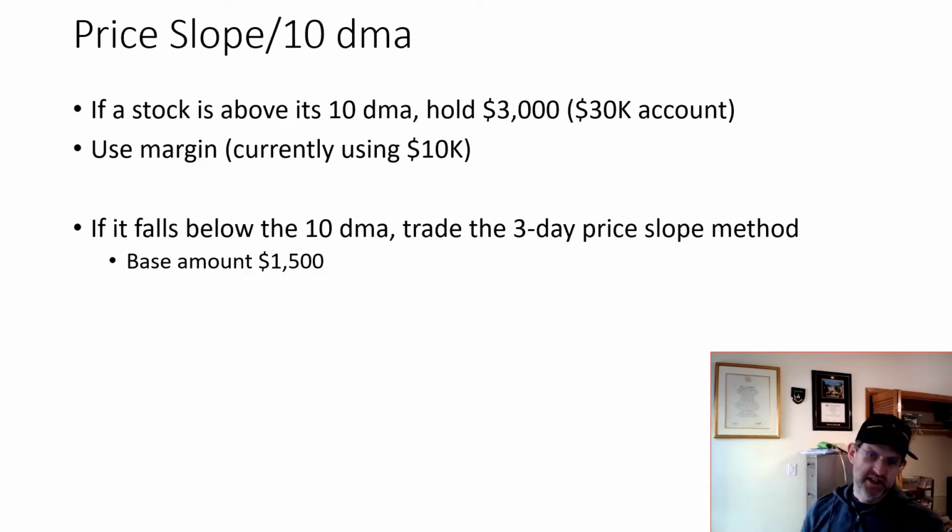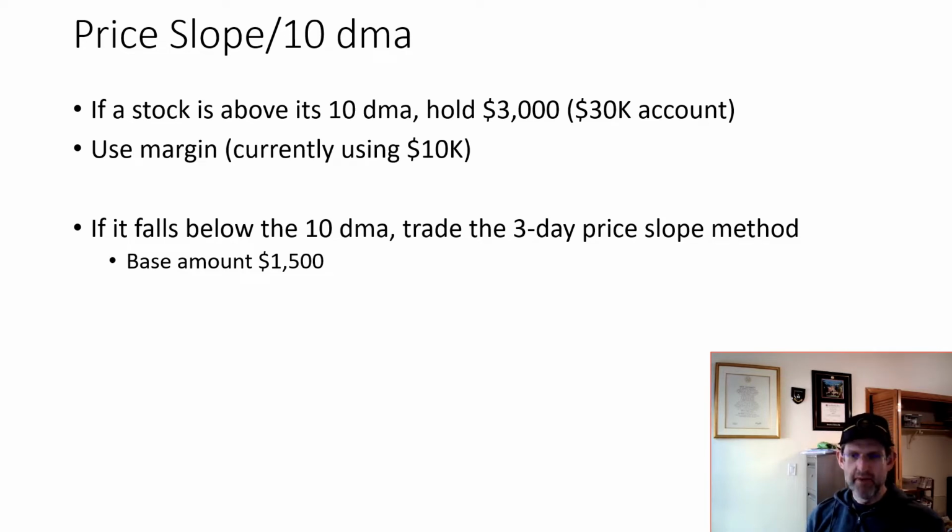Okay, so what is the method? What's the modification of the method? If one of the 18 stocks is above its 10-day moving average, I hold $3,000 worth of that stock in my $30,000 account. So if all 18 were above their 10-day moving average, it would be three times 18, whatever that's 54,000, I think. So I would have to use margin. So I do use margin.